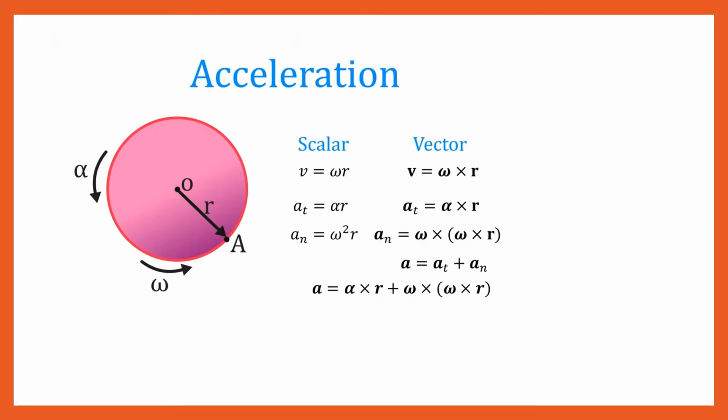Now if we look at acceleration and we want to find the tangential and normal acceleration at point A, we can use this equation. For tangential, we multiply the angular acceleration by the distance r, and for normal acceleration, we multiply the angular velocity squared by the distance r. And in Cartesian vector form, we can find the normal and tangential acceleration using this equation.